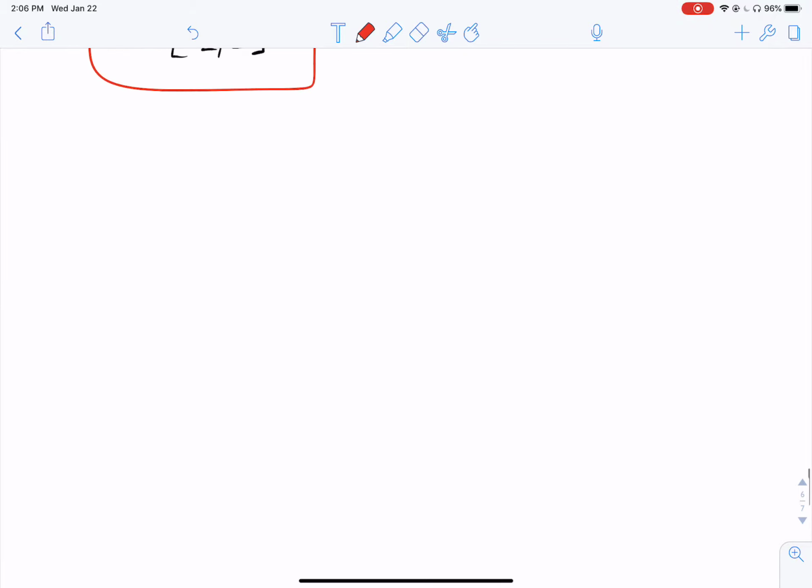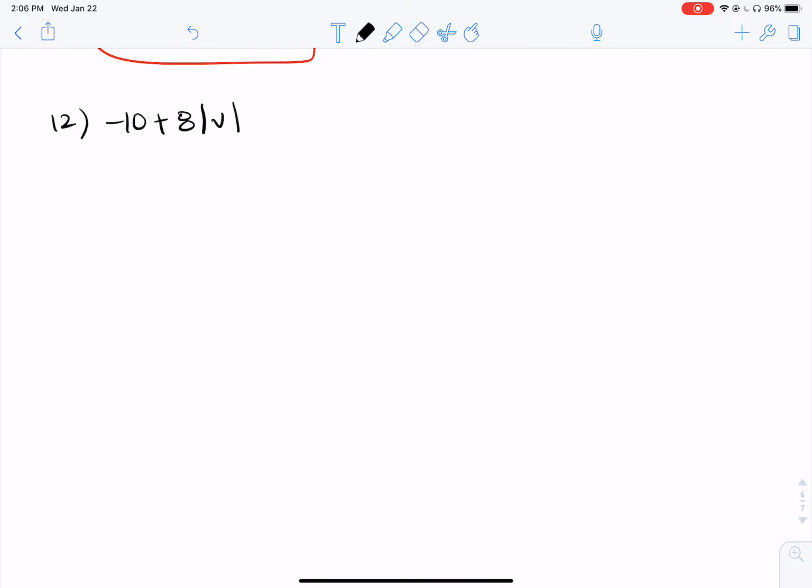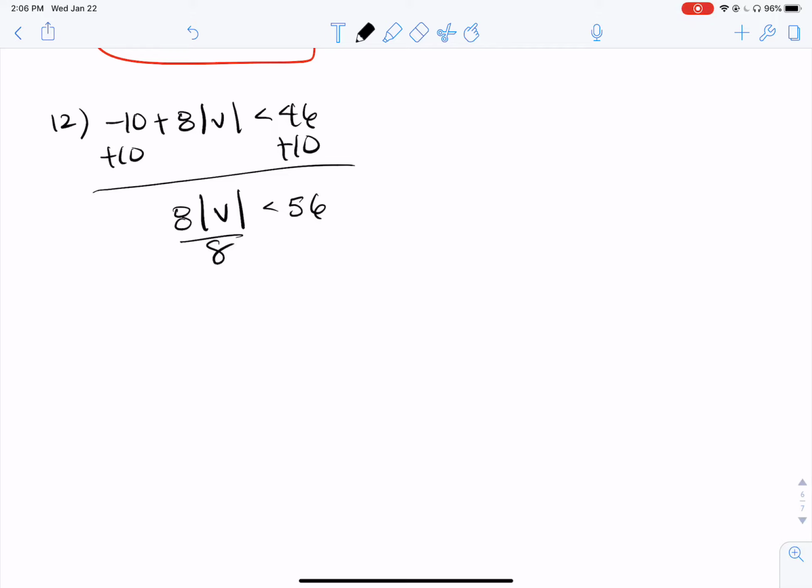And then finally, for the last one, number 12. For number 12, we have negative 10 plus 8 absolute value of v is less than 46. So we would add 10 to both sides, and 8 times the absolute value of v would be less than 56. We divide by 8, and the absolute value of v would be less than 7. Okay, that's 7.